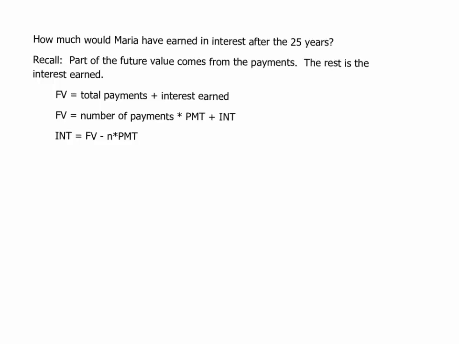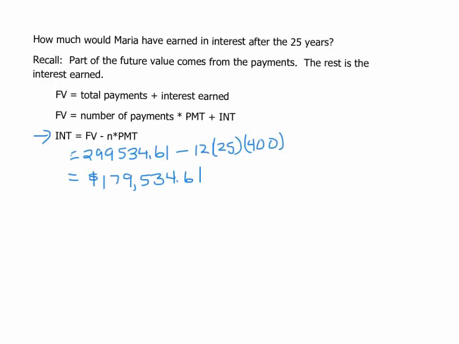In this next question, we're trying to find out how much interest Maria would have earned over the 25 years. Remember, we can think of our future value as the part that comes from the deposits that we make, or our payments, and the rest of it is going to be interest earned. So our future value is the total payments plus that interest earned, and so we can solve for interest. That interest is going to be the difference between our future value and the total of our payments. Our future value was the $299,000 number here. We had 12 payments per year, 25 years, $400 payments, so this is the total payments, and so we end up with over $179,000 in interest.